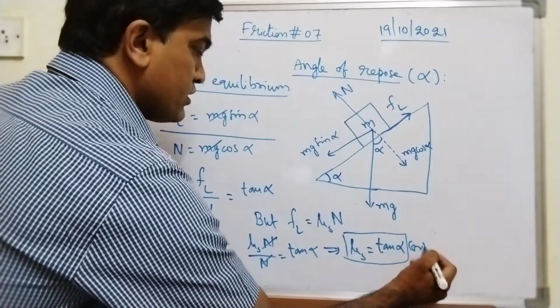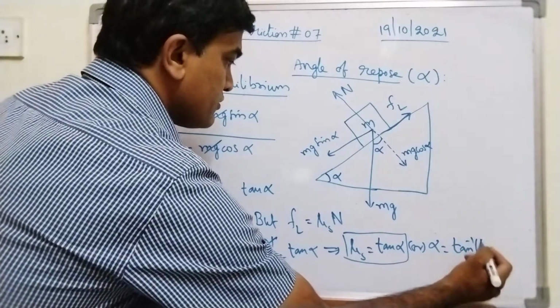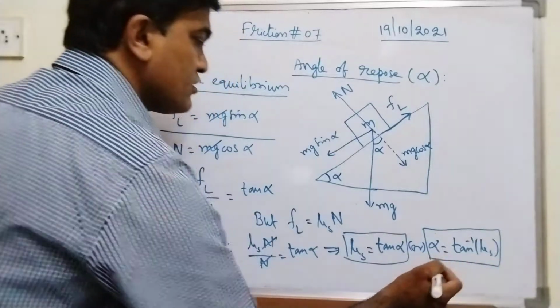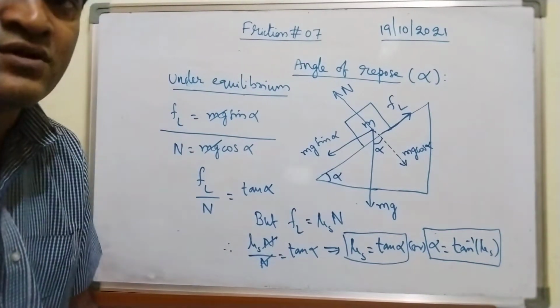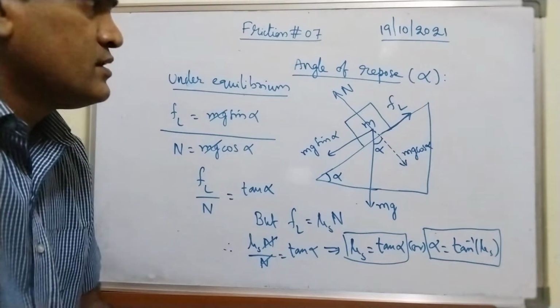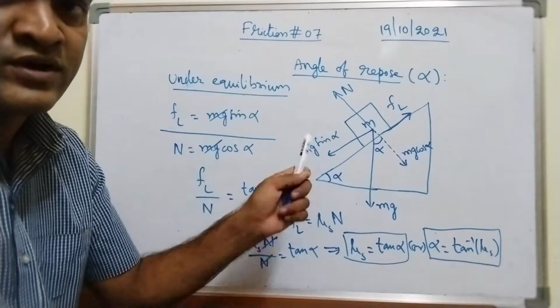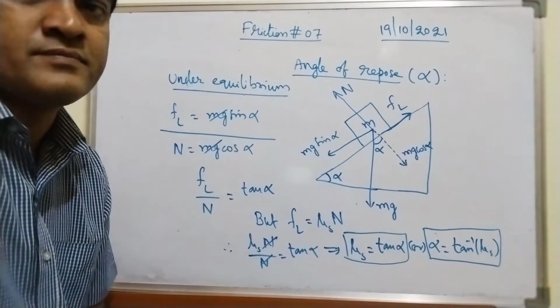Or what is the value of alpha? Alpha is equal to tan inverse mu s. This alpha is called the angle of repose. Fine. Why have I explained this? Because I require this in order to explain about the rough inclined plane.